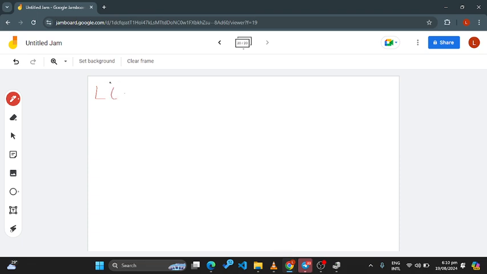So L of theta will be what? L DC plus change in L, then what? We have cos 2 theta, right? So that means my dL/dθ should be equal to what? Minus 2 change in L sine 2 theta.